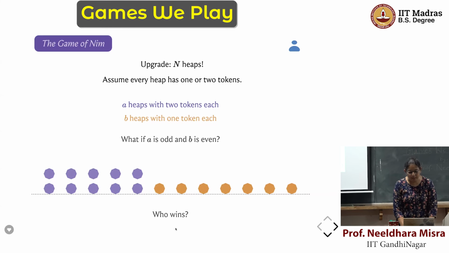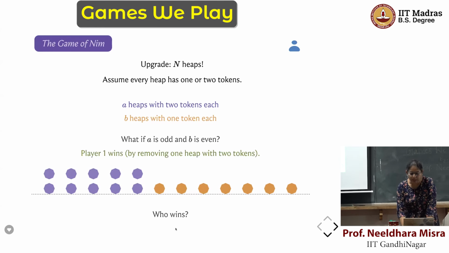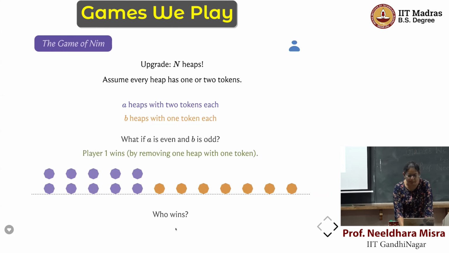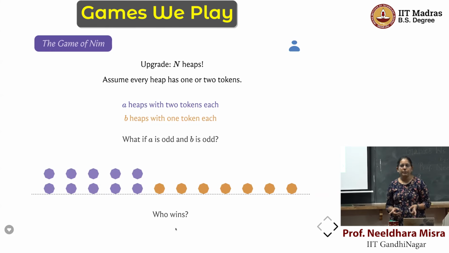Player 1. So we have A of these heaps and B is even, so B you can mirror. So again, you can knock out one of those heaps in the middle and then it will create the situation that was good for the second player. So that's player 1. What if A is even and B is odd? Same thing. You have to remove from the other. It's again player 1. What if both of them are odd?